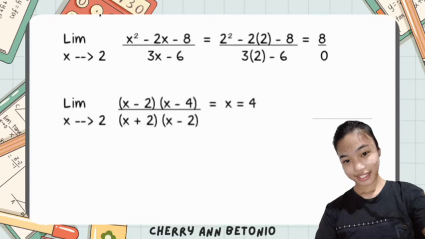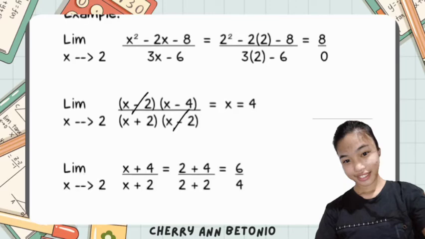So we are going to rewrite it like this. We have limit as x approaches 2, and x minus 2 times x minus 4 as the numerator, and then x plus 2 and x minus 2 as the denominator. So as you can see, we have the same factor, so we need to cancel it. And after that, we will have x equals 4. x equals 4 is what we call removable discontinuity.